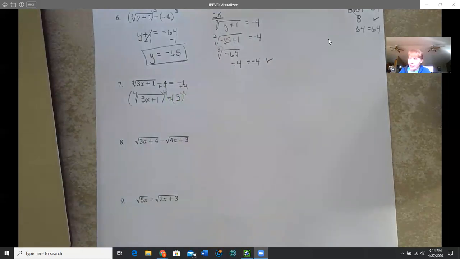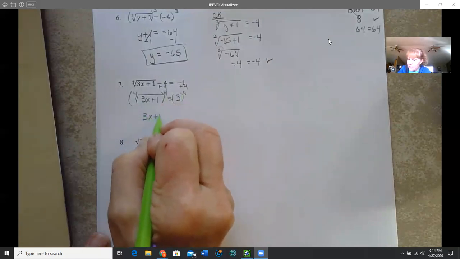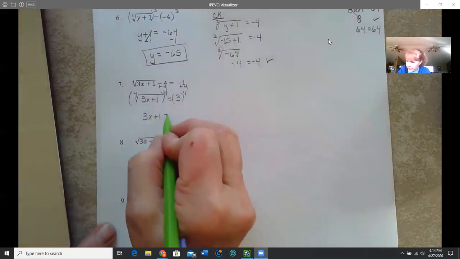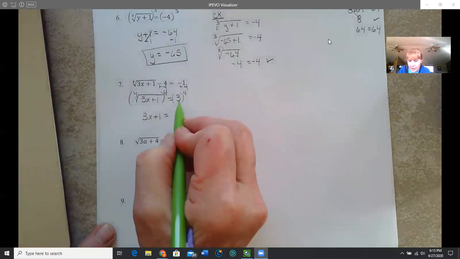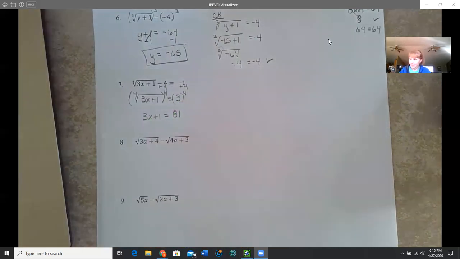All righty. This becomes 3x plus 1. The radical disappears, equaling 3 times 3 is 9, times 3 is 27, times 3 is 81. Okay. Oh, it's going to be a fraction? Really? Oh, well, that's okay. We can deal with a fraction.